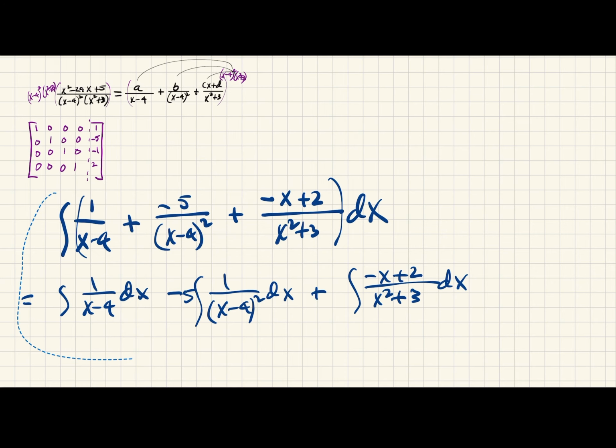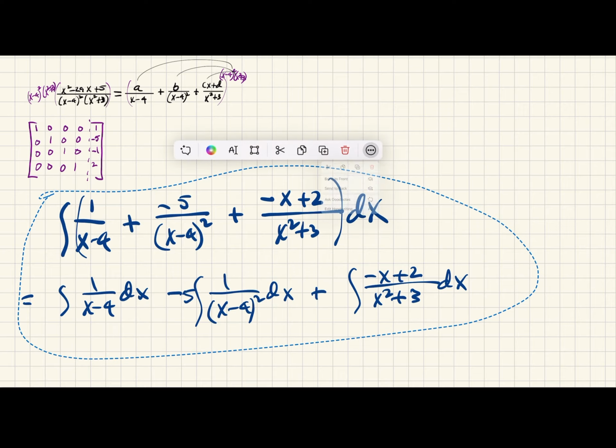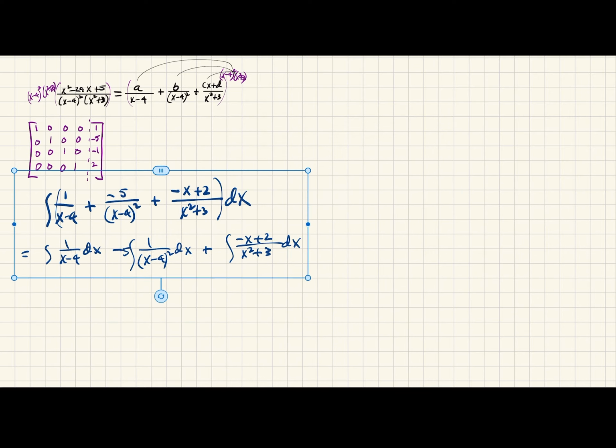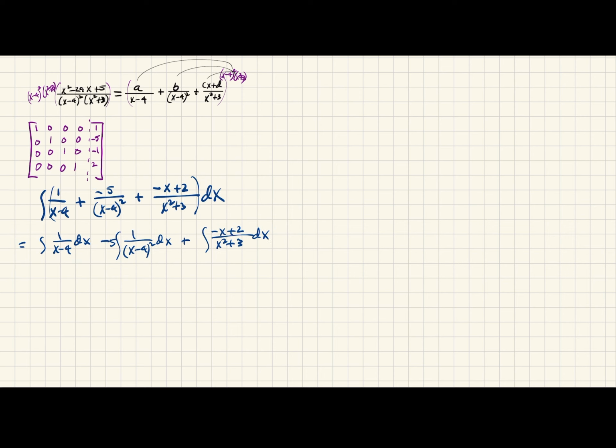Okay, so in the first one, I think that's just going to be an easy natural log, isn't it? So that's going to be natural log, absolute value, x minus 4. Now in the second one, I think I'm going to do a u substitution. So I'm going to do that separately over here. So I'll have the integral of minus 5 times 1 over x minus 4 squared dx.